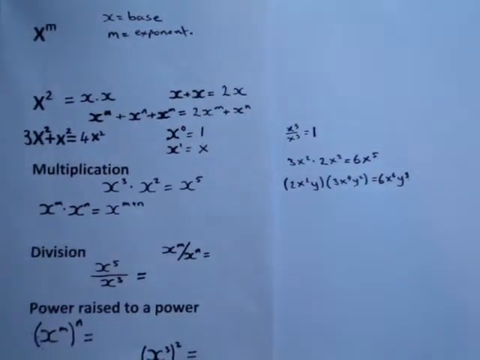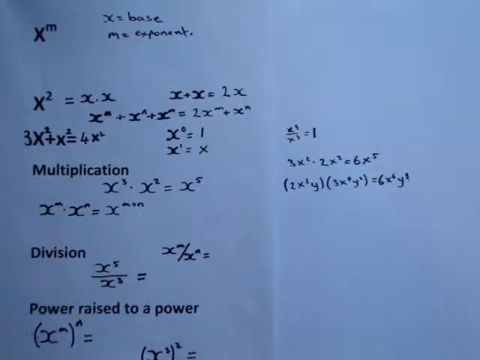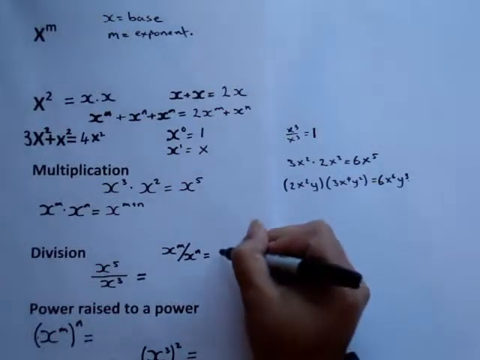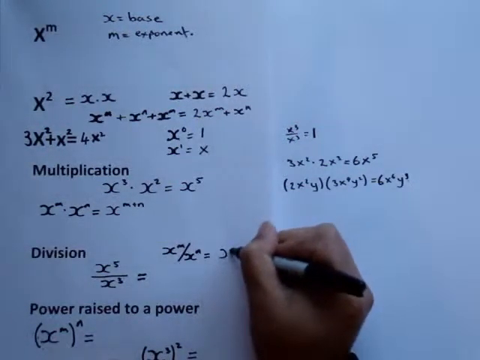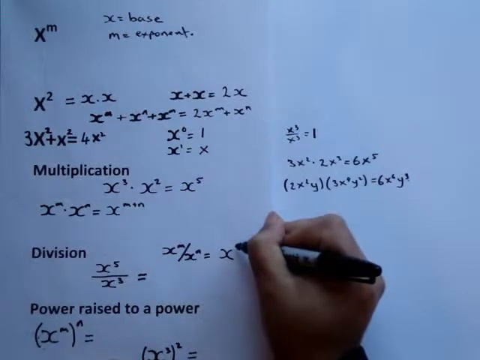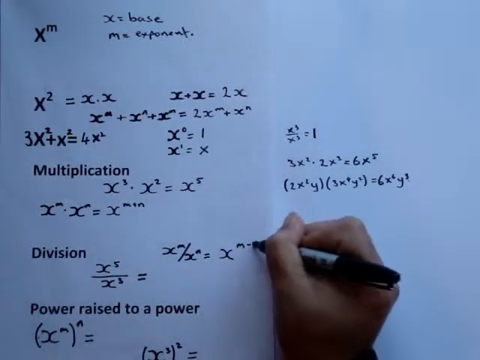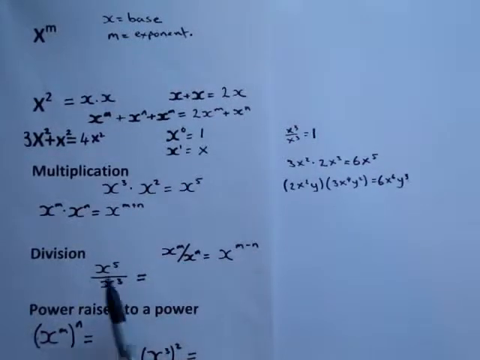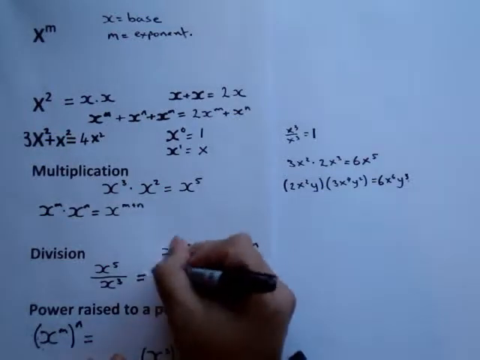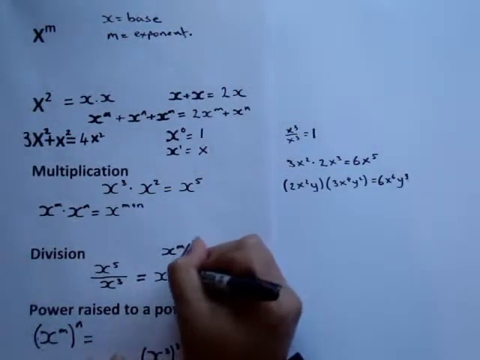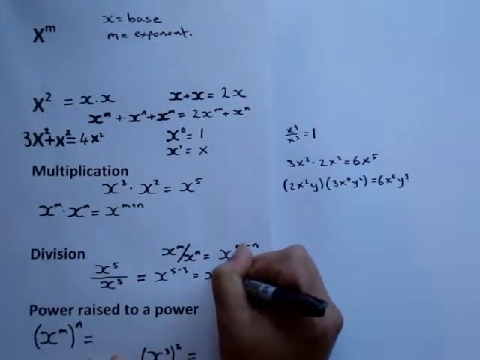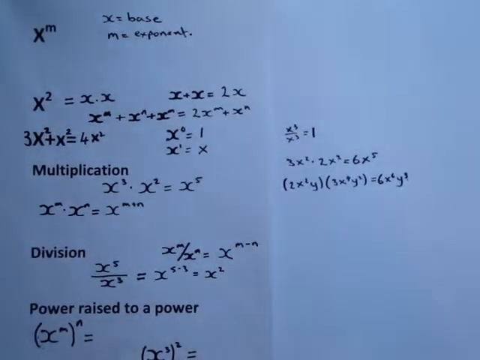With division, we have x to the m divided by x to the n. So what we do here is we subtract m minus n. So for example, x to the power 5 divided by x to the power 3, we have x to the 5 minus 3, which equals x to the power 2.